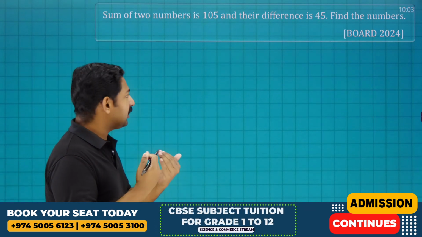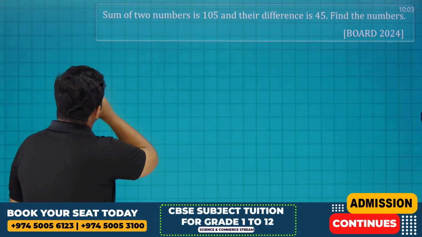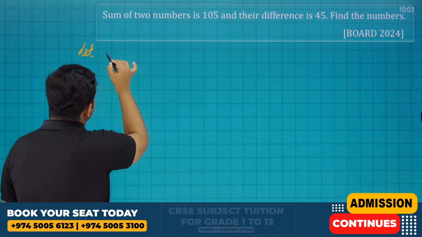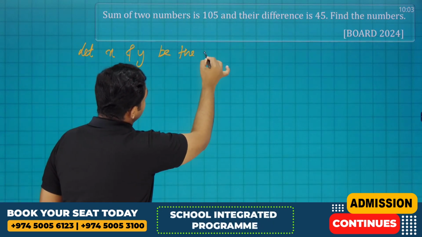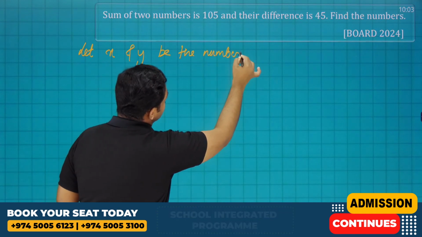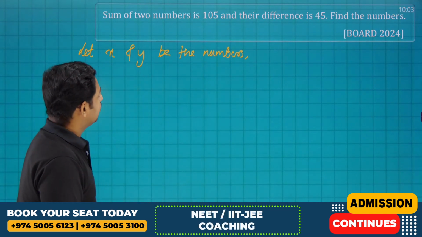So there are two numbers. We can consider the two numbers as x and y. So let x and y be the numbers.